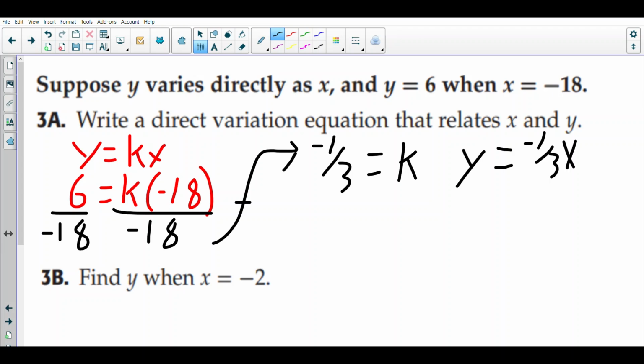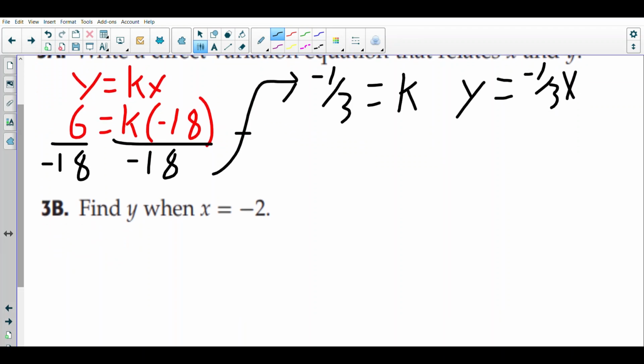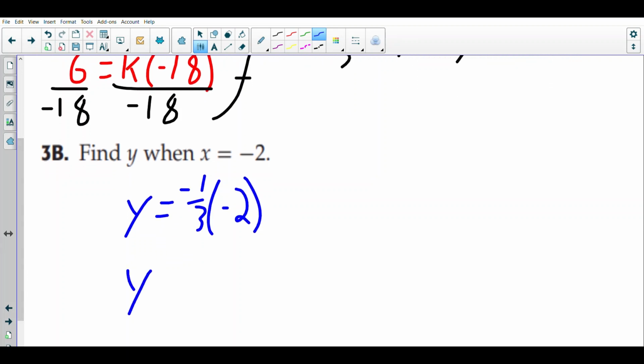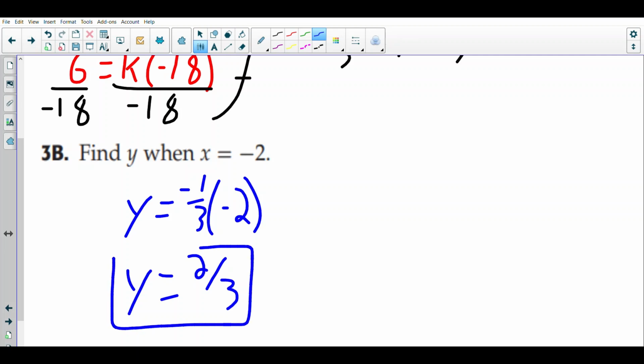So now I'm going to use that equation to substitute in, but now they give me x in this case, so I just say y equals negative 1/3 times negative 2. And there is just some simple arithmetic. So y would be equal to negative times negative is positive, and 1/3 times 2 is just 2/3. So my answer, when x equals negative 2, y is equal to 2/3. And that's direct variation and slope.